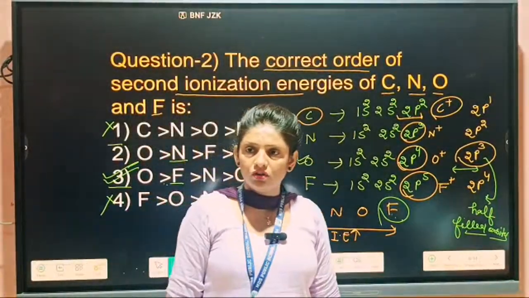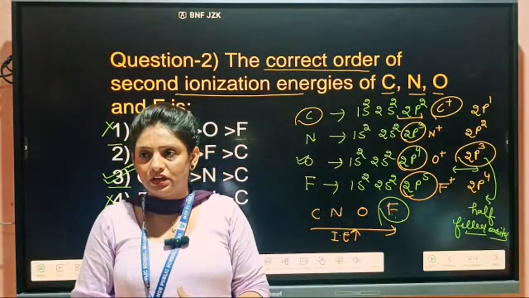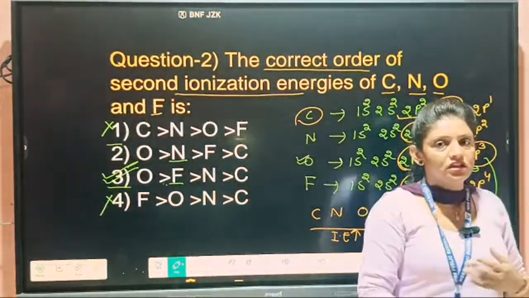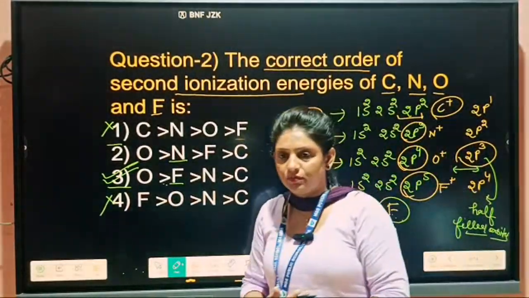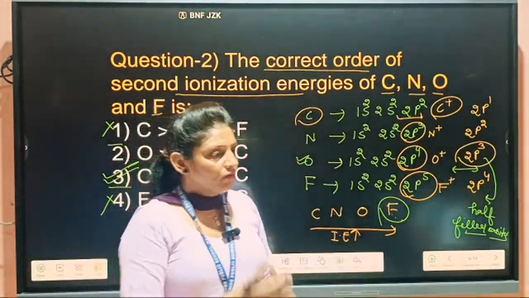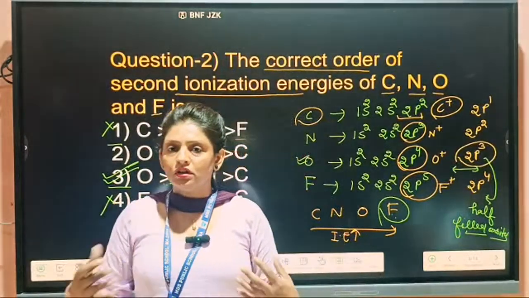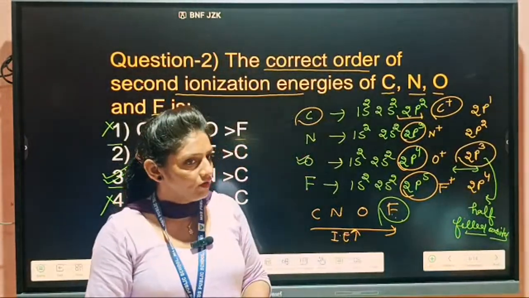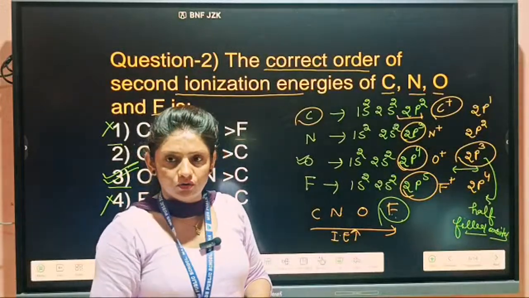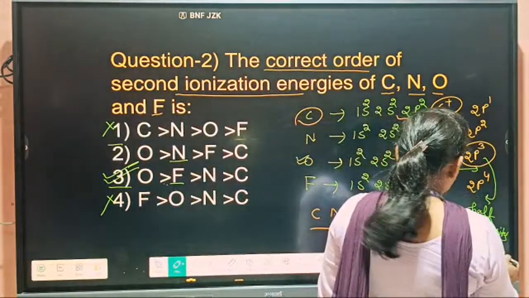Is it clear to you or not? So students, first of all, you will write the electronic configuration, and on the basis of the electronic configuration, you decide which one is more stable and which is less stable, and give the answer. If a configuration is more stable, it will have more ionization enthalpy. It will require more energy to remove the electron. Is it clear to you or not? Yes. Now move to the next question.